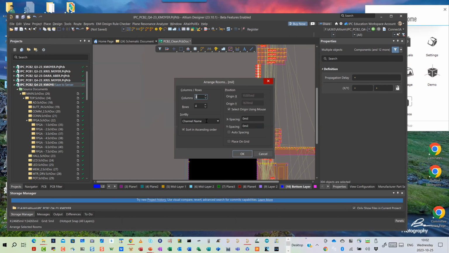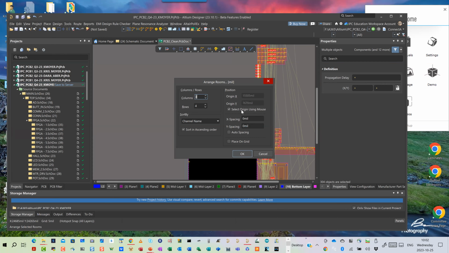So I'm going to go over here, rooms, and say arrange rooms right here. I want a 4x4, 4 columns, 4 rows. So that's going to be my 4x4 array. I'm going to sort in ascending order by channel name, so it's going to do room 1, then 2, then 3. It's going to start in the lower left and increment in ascending order.